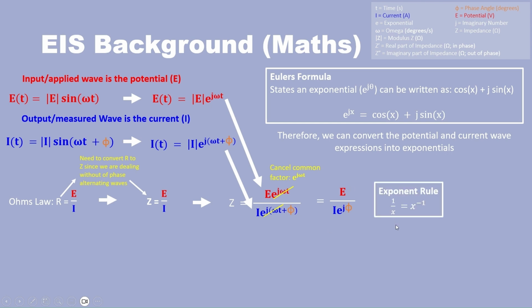As we know the exponent rule, just a quick reminder here, because it's on the bottom, we can denote it with a negative in the power to imply that it is still on the bottom.